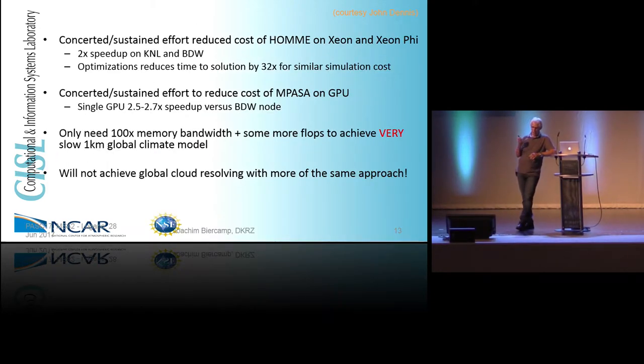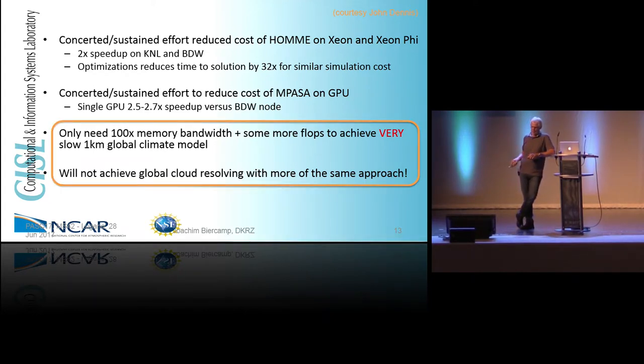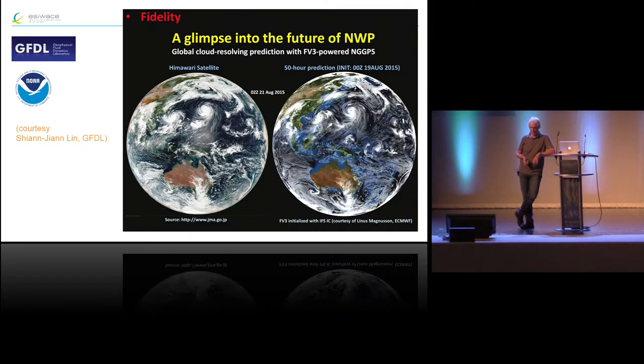And so the conclusion of John is basically that you can speed up your models by a factor of 2 or 4, but that's incremental. To really reach that goal of 1 kilometer global, you need much more memory bandwidth and quite a bit more flops. So doing just more of the same will not help you here. You won't get there. That's what John says.